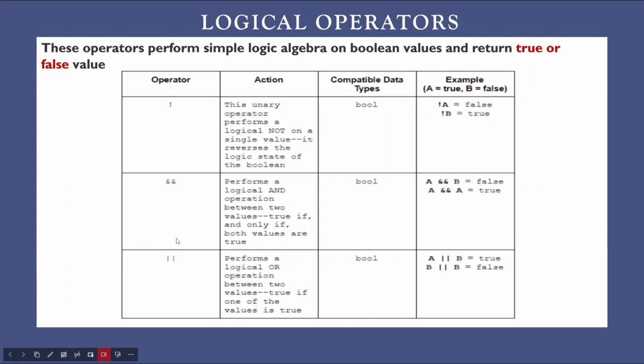Next one is logical OR. It will give you a true value if one of the values is true, otherwise it will be false. In the other case, if both the inputs are false, it will give you false. You can see here A or B, we are getting true, false. If one of them is true, you will get the true value. You can see B or B, both are false. That's why we are getting false.